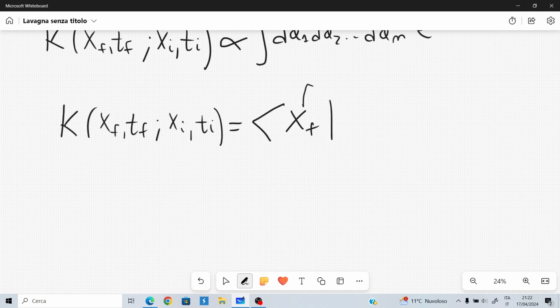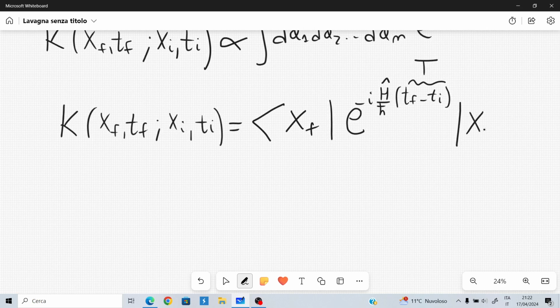You can think of this as a state, or you can also think of this as a vector. We are using the bracket notation. Then here we have e to the minus i, the Hamiltonian operator divided by h bar, and then we have t_f minus t_i, which, if you want to, you can call capital T, and then you have the state x_i. Now at this point we can use the so-called completeness relations.